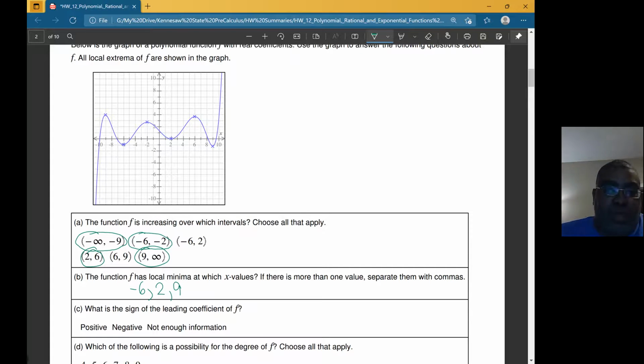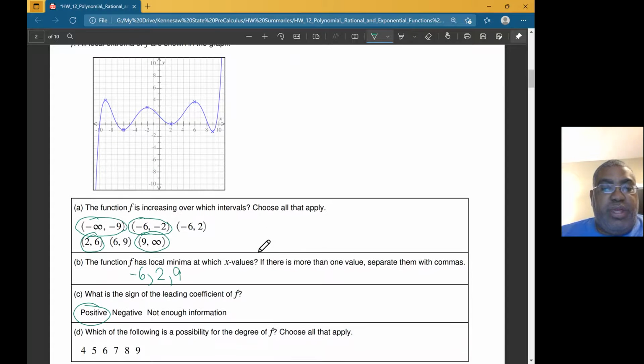Okay. What is the sign of the leading coefficient of f? Is it positive or negative? Well, if you know anything about this, as x goes to positive infinity, f goes to positive infinity, and as x goes to negative infinity, f goes to negative infinity. That is definitely a positive leading coefficient with an odd degree. Right, positive with an odd degree, it's not an odd function.